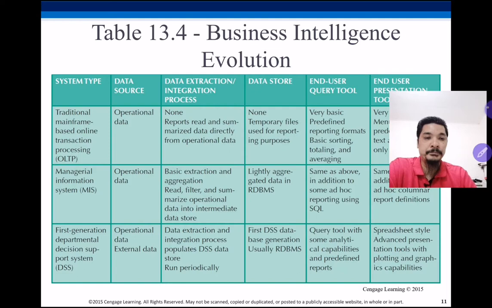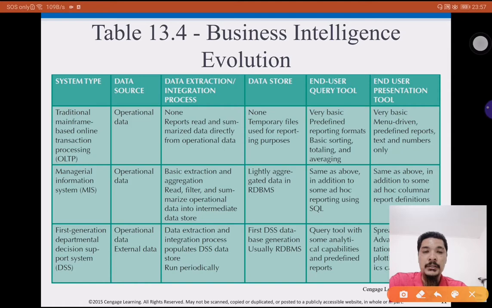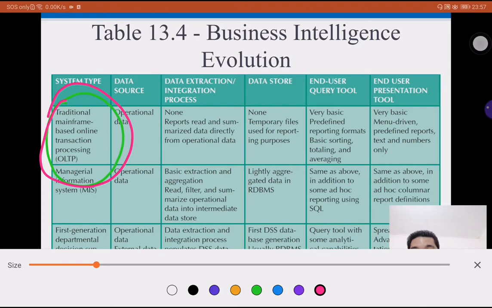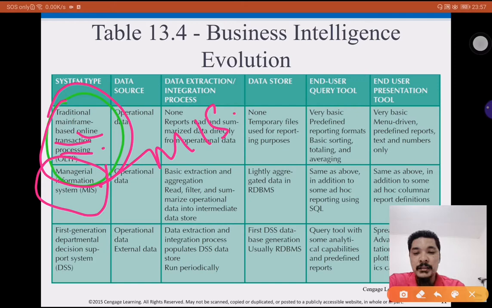Okay, business intelligence evolution. I will not read the words word by word. Okay, so I think you can read again later. You have the slides with you all. Okay, so the first one is, of course, the traditional style, what we call online transaction processing. Okay, and then after that we have MIS, Management Information System, right? And then the next one we have first generation departmental decision support systems, DSS. Okay, this is also long time ago. Okay, they cover everything here. This is what we call evolution.